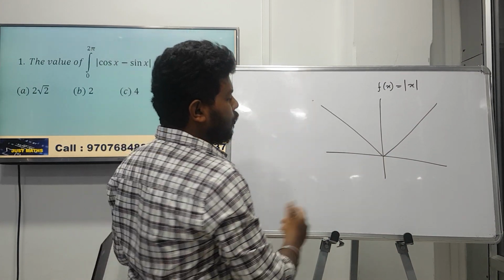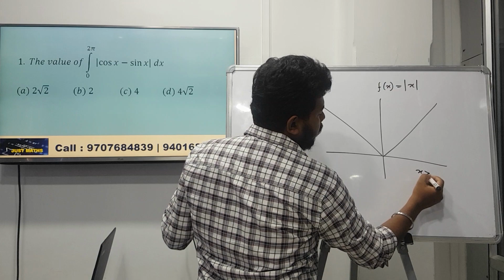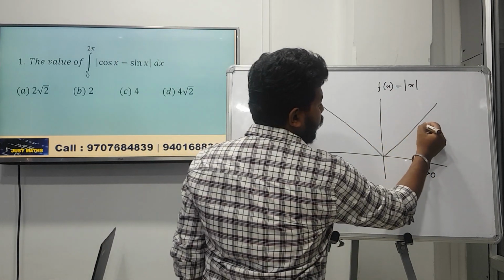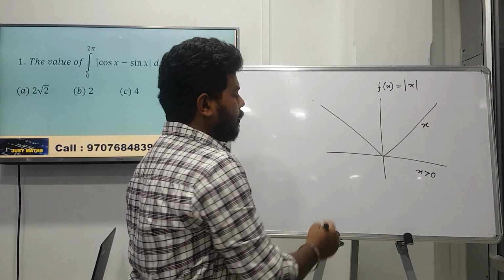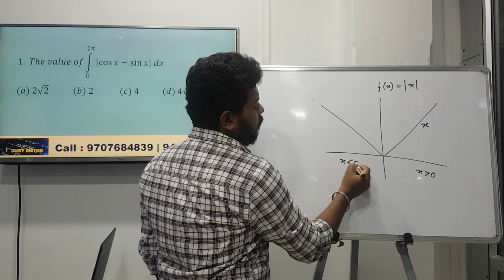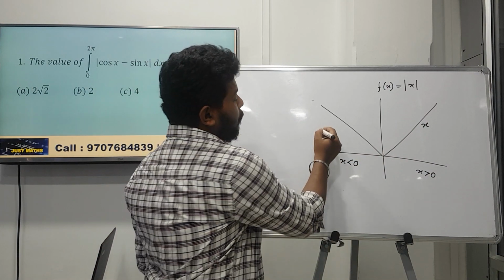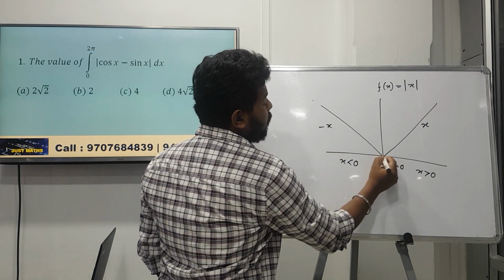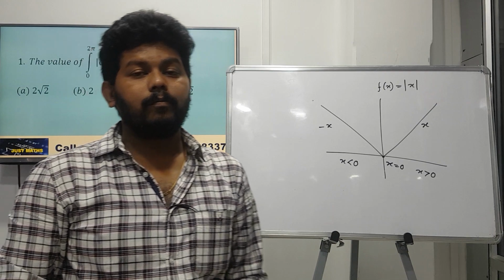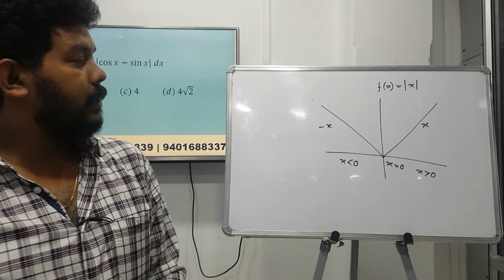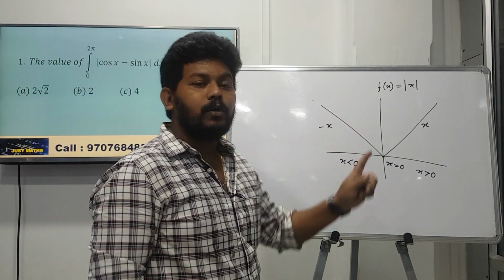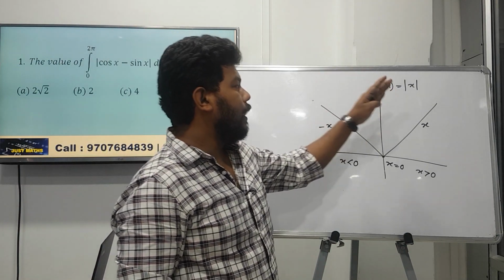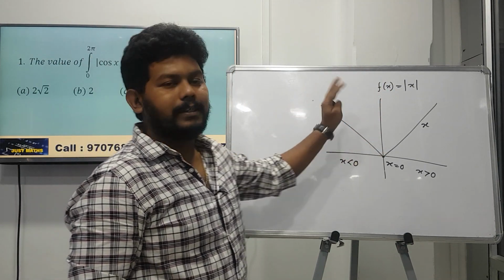When x is positive, the value of mod x is equal to x, and when x is negative, the value of mod x is minus x. For x equal to 0, it is equal to 0. That means at any real value of x, the value of mod x is always positive. The graph of mod x always lies above the x-axis.